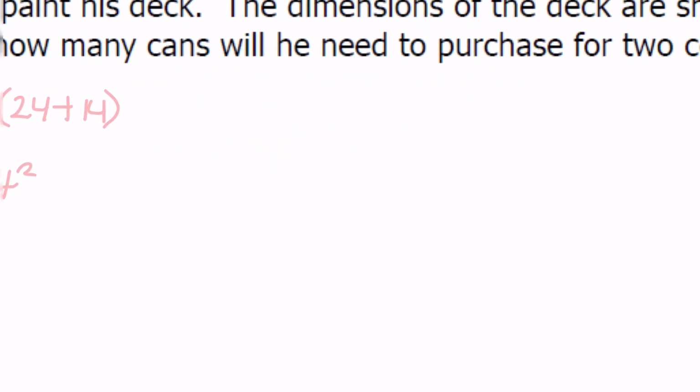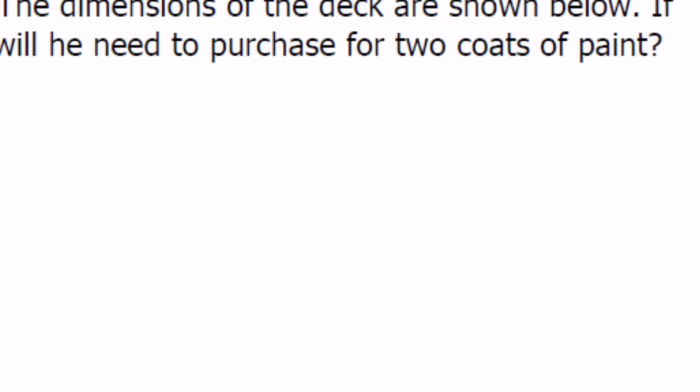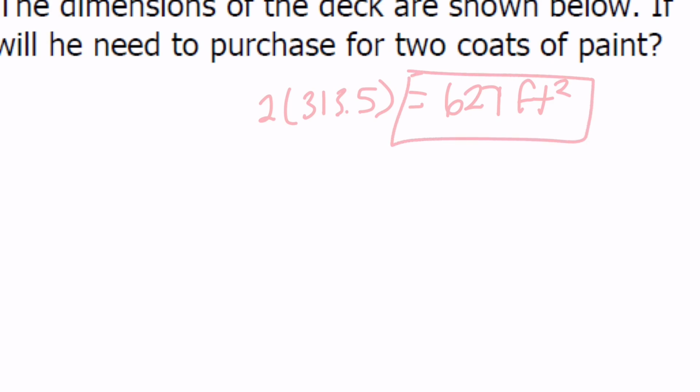Pay attention, however, to what it's asking you, what it's wanting to cover. It's wanting to cover it with 2 coats of paint. So we need 2 times the area of the deck. So we need to take 2 times 313.5, which is going to give us 627 feet squared. So this is the total area that we're trying to cover with the paint.